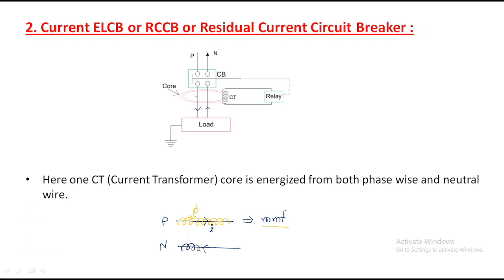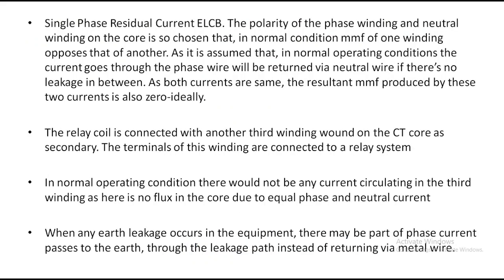With the current flowing like this, automatically this MMF and this MMF both are cancelled. The total MMF will become 0 because we make the connections so that both are in opposite directions. Whenever they are opposite, the total MMF is 0. As it is assumed that in normal operating conditions the current that goes through the phase wire will return via the neutral wire if there is no leakage between them. As both currents are the same, the resultant MMF produced by these two currents is also ideally 0.